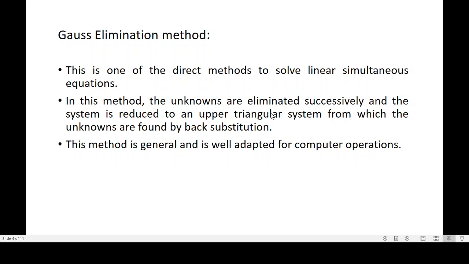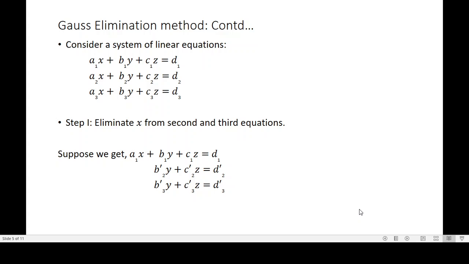So, given a system of linear simultaneous equations, we write the equations in the matrix form Ax = B, where A is a coefficient matrix. We reduce the coefficient matrix to an upper triangular matrix using elementary row transformations, from which unknowns are found by back substitution. Okay, so let us understand the Gauss elimination method.